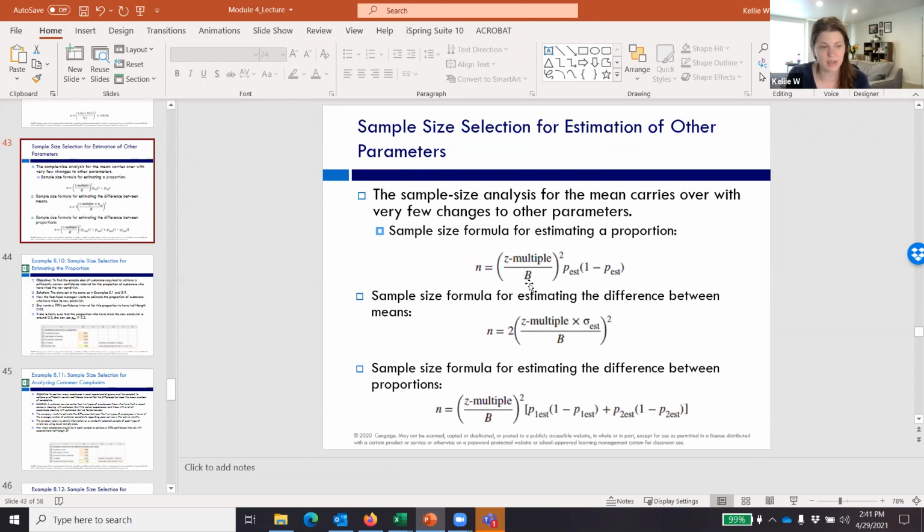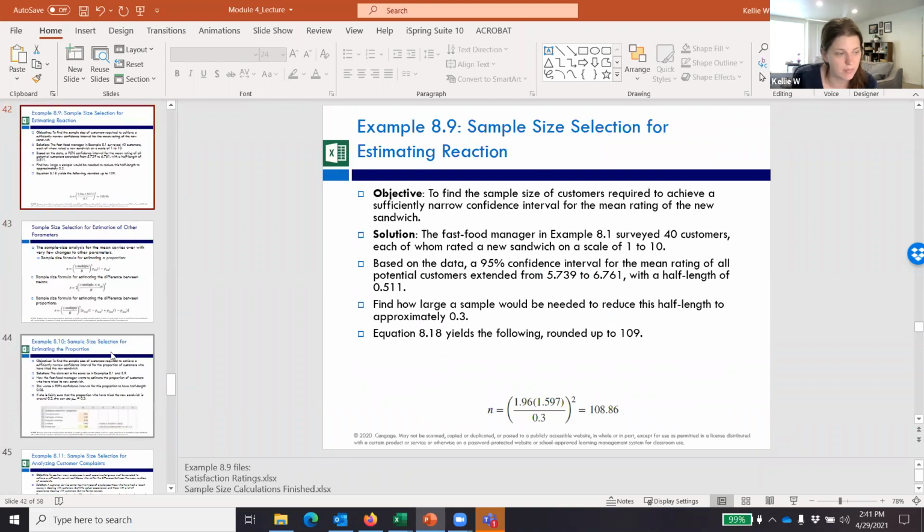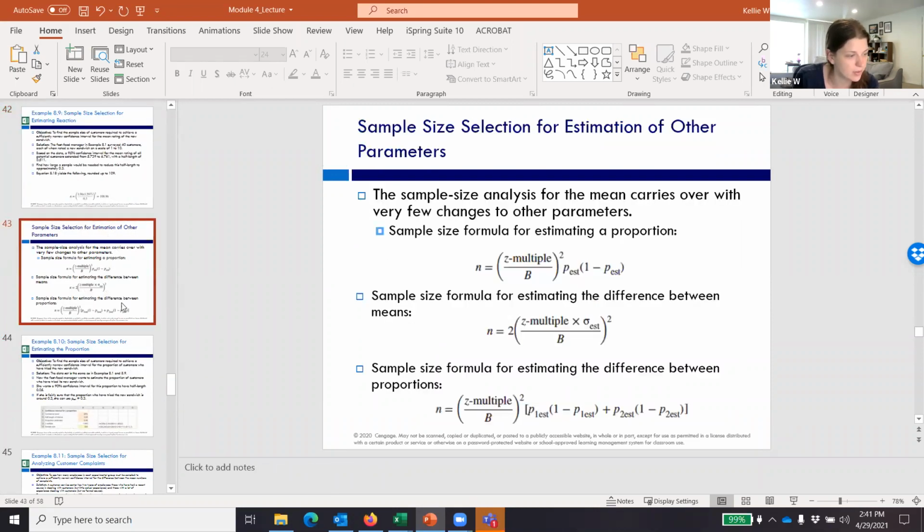So it's similar to comparing for one mean, where did it go? But instead it is multiplied by 2.